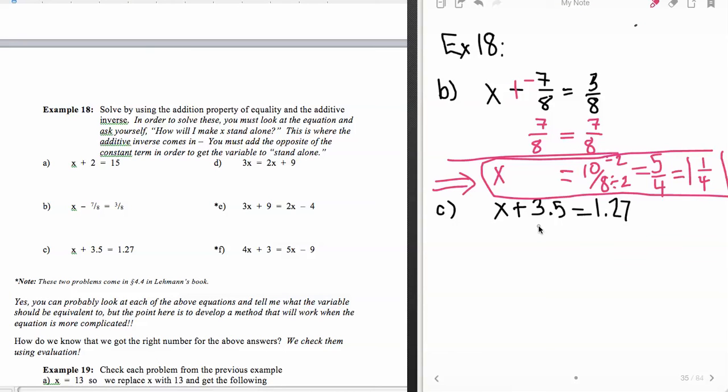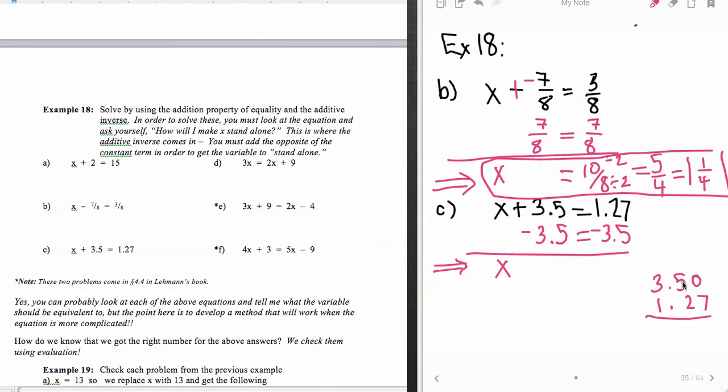Moving on to the next problem here. Again, I want x to stand alone, so I'm going to need to add the opposite of 3.5. So I'll be adding negative 3.5. What I do to the right, I do to the left, and that's going to create my equivalent equation. My equivalent equation is going to look like x equals, and now I have to subtract 3.5 and 1.7. So if this is the bigger one, 1.35 minus 1.27. And I'm going to have to put the 0 in here to hold the place.